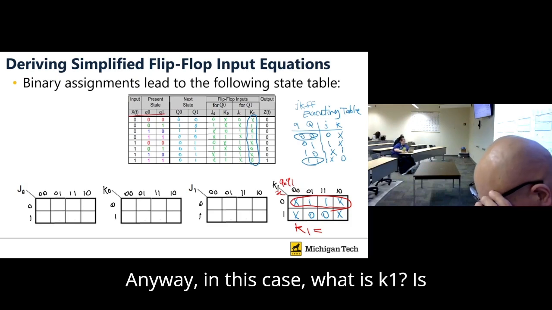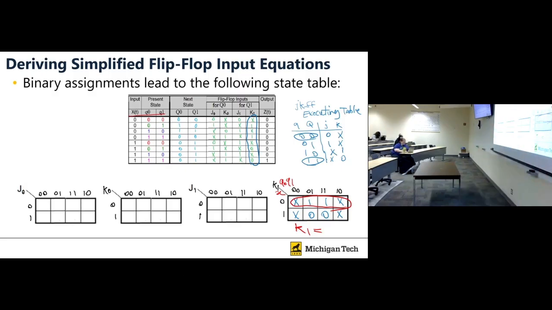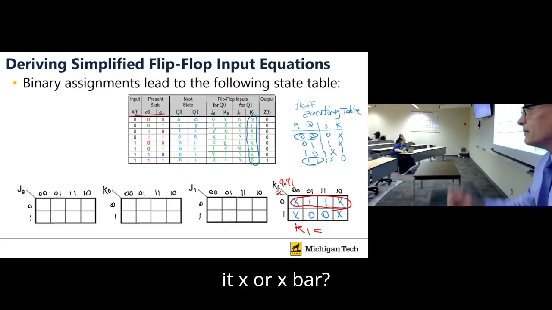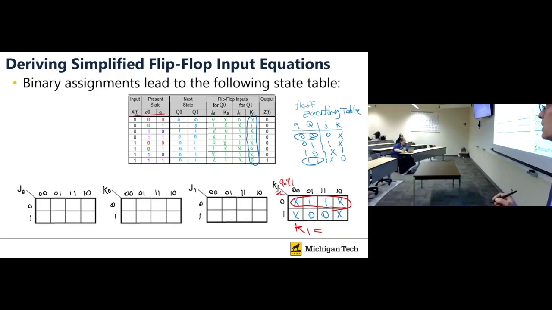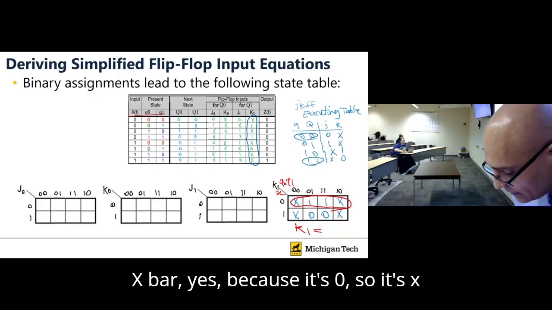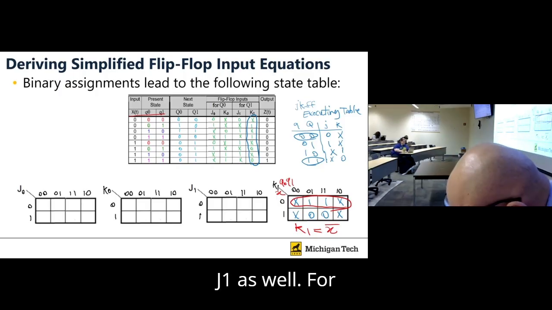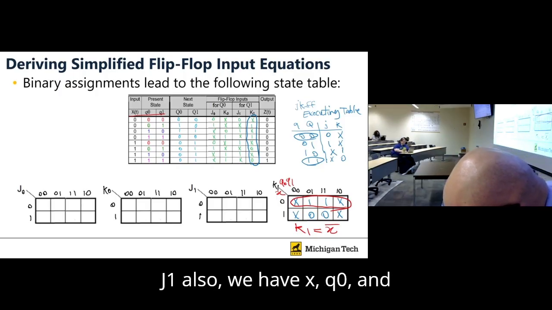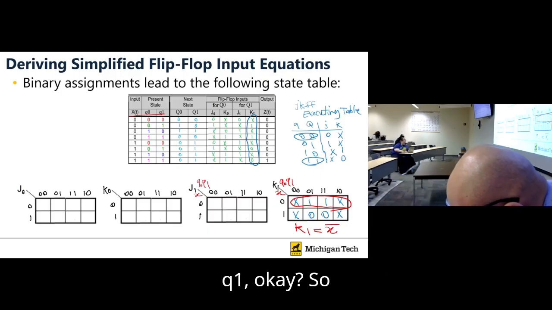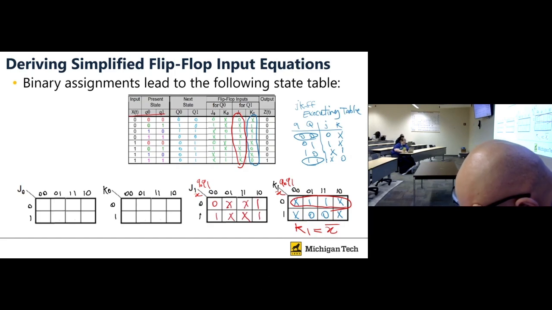Anyway, in this case, what is K1? X or X bar? X bar. Yes, because it's 0. So it's X bar. Let's do J1 as well. For J1 also we have X, Q0, and Q1. So for J1 we have 0, X, 1, X, 1, X, 1, X.